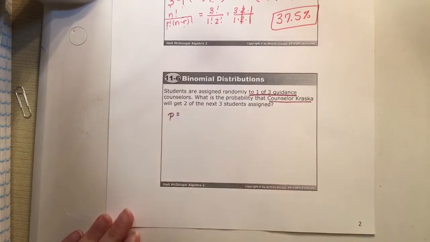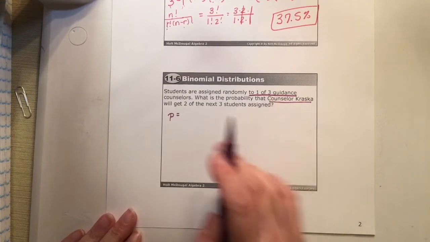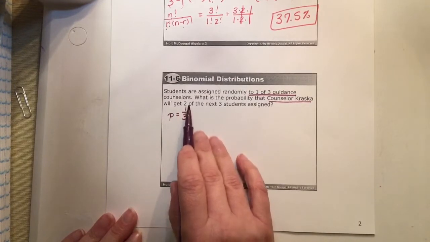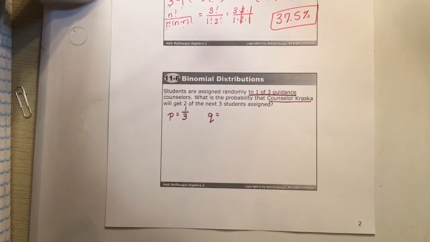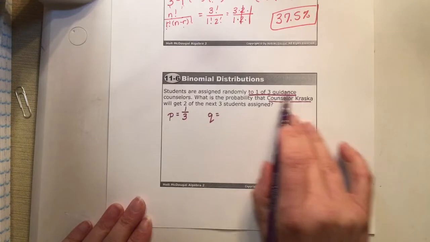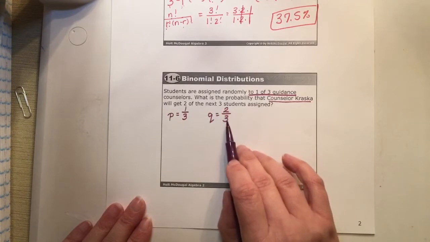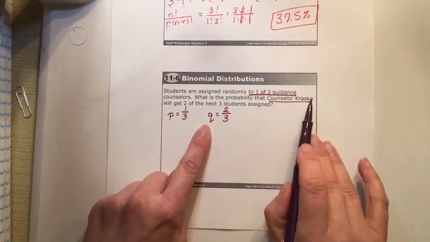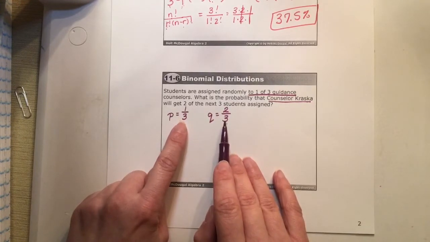So our success is getting Counselor Kraska, because that's what we're looking for. There are 3 guidance counselors, so the chance of getting Kraska would be 1 out of 3, because there's 1 Kraska out of 3 guidance counselors. Failure is not getting Kraska. So the chance that you won't is 2 out of 3, because there are 2 counselors out of the 3 that are not Kraska. If you add the 2 together, you'd have 3 over 3, which equals 1. And again, you always want your success and your failure together to add up to 1.